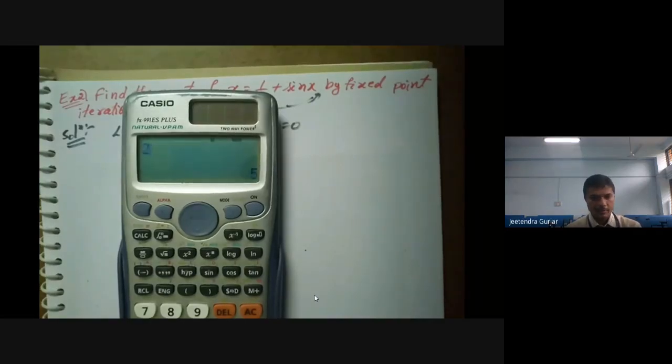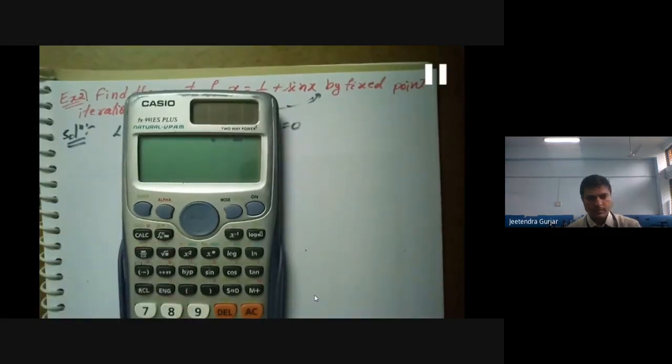But remember that I am going to start with 1 and end with 2. The step length is going to be 0.1. You may wonder why I have taken 1 and 2. It's very simple: 0 is negative, 1 is also negative, but 2 is positive. You can substitute directly in the calculator, f of x is equal to 1 upon 2 plus sine x minus x. Substituting 1 by 1, if you put 0 it is negative, and if you put 1 it is also negative. So these are not the roots.